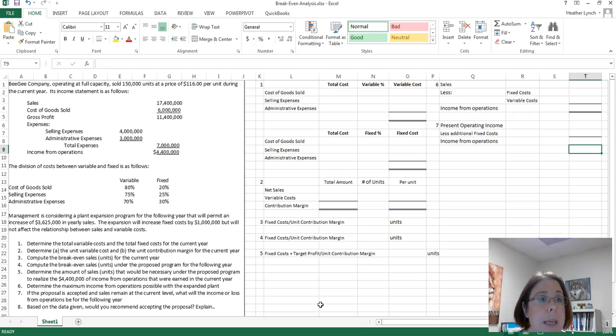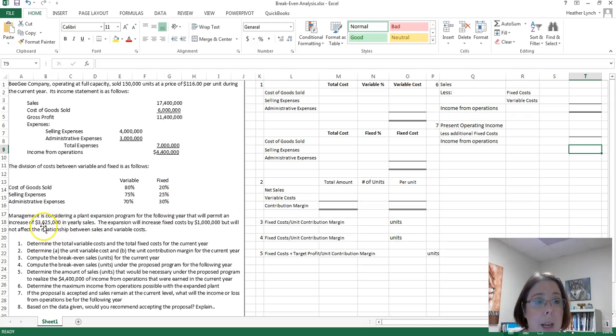So on this example, BG company operating full capacity sold 150,000 units at a price of $116 per unit. This is their current year income statement: sales, cost of goods sold, gross profits, expenses. You notice on expenses they just have selling and administrative, and their cost of goods sold is just a flat number. Well, here they're telling us cost of goods sold 80% is variable, 20% is fixed, selling 75, 25, 70, 30. And then they're also considering a planned expansion program.